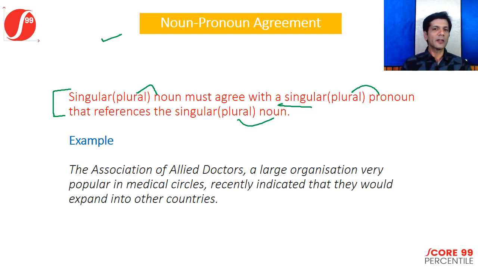So let's understand this with a very simple example. Look at this sentence here. This says: the Association of Allied Doctors, a large organization very popular in medical circles, recently indicated that they would expand into other countries. Now, a couple of things that you need to note here in this particular sentence.